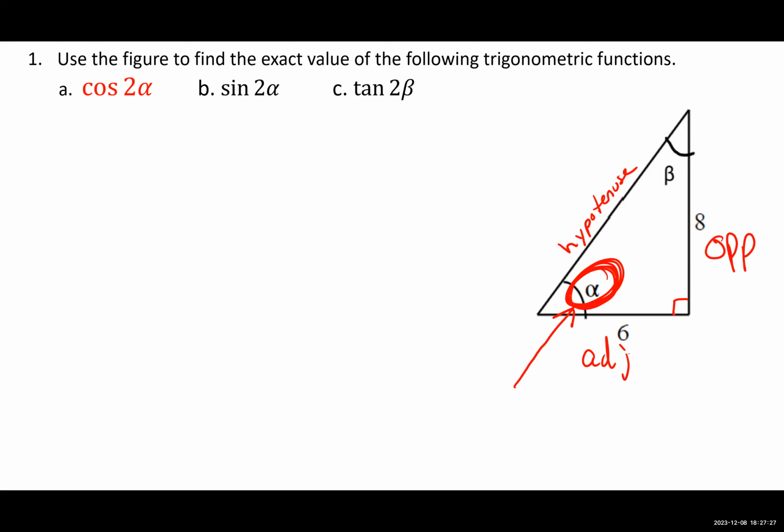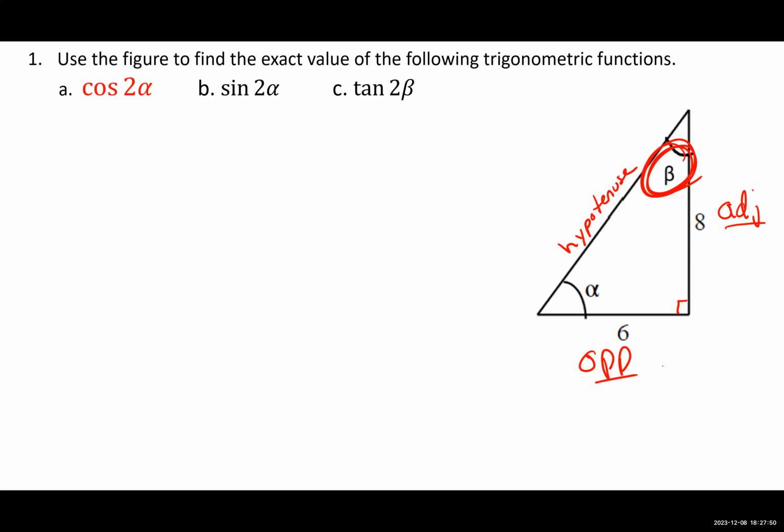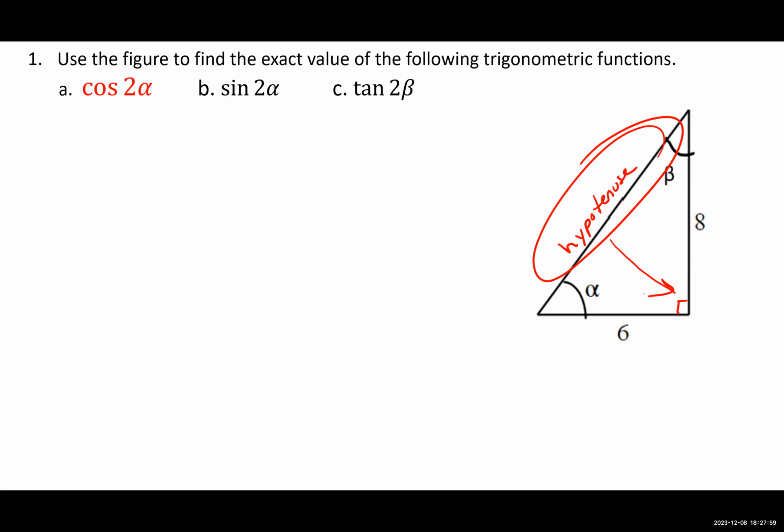All right, so look at part A, cosine of 2 alpha. Look at part B, sine of 2 alpha, right? 8 is the opposite side, 6 is the adjacent side. But then in part C, we're talking about tangent of 2 beta. So if that's our angle, well, then this becomes the adjacent side, and this becomes the opposite side. So we just have to make sure we're careful with what we label as opposite and what we label as adjacent. Hypotenuse is always the longest side, opposite the 90-degree angle.